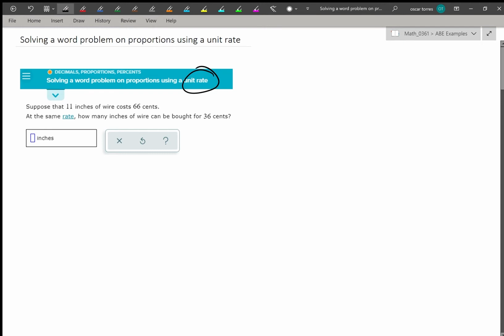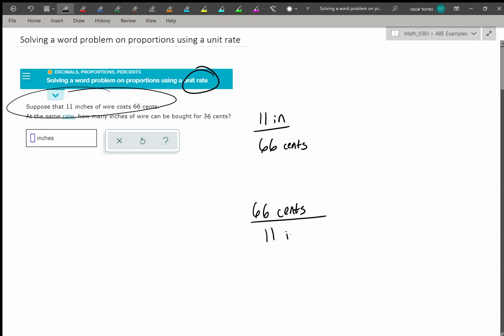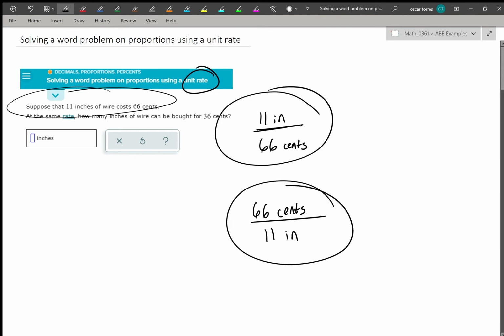If we look at this first problem, it says suppose that 11 inches of wire costs 66 cents. We can turn the sentence into some kind of rate. We can either write it as 11 inches for every 66 cents, or we can write it the other way around as 66 cents for every 11 inches. Now, there is a right and wrong way of doing this, but our options are to choose between one of these two ways of writing that ratio.